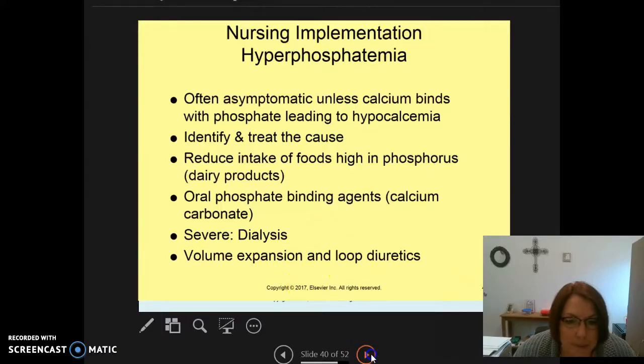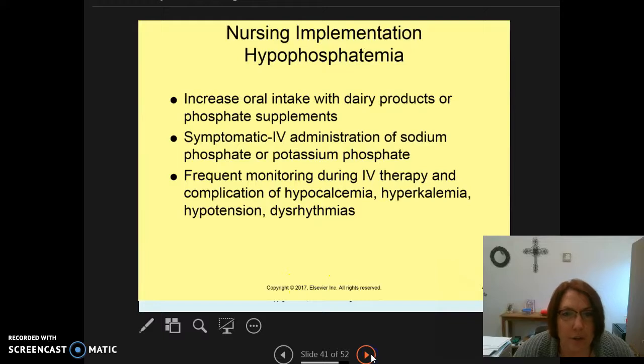The nursing implementation for hypophosphatemia, or low phosphorus levels, is we'll see an increased oral intake with dairy products, okay, because we want them to have that phosphorus, or phosphate supplements. Symptomatic hypophosphatemia will have an IV administration of sodium phosphate or potassium phosphate, and we will do frequent monitoring during IV therapy for complications of hypocalcemia, hyperkalemia, hypotension, and dysrhythmia. So hopefully you're seeing that a lot of these electrolyte imbalances typically go hand in hand. When we're correcting one, a lot of times we're trying to correct the other one as well.